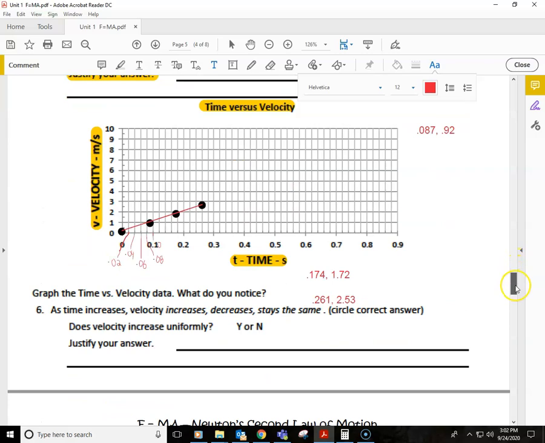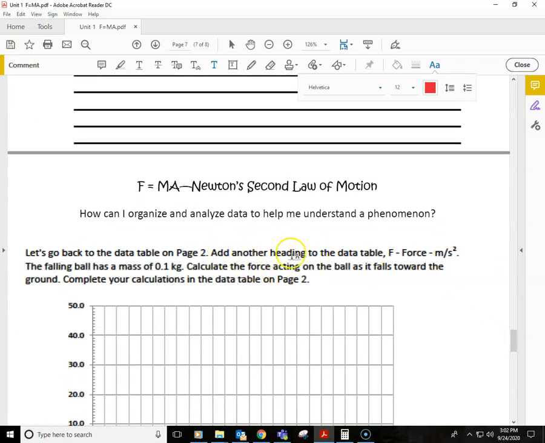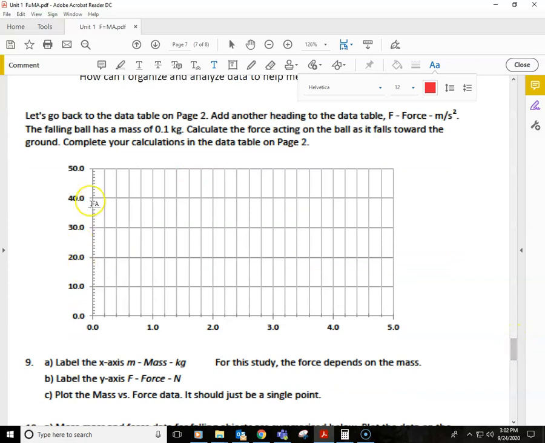Let's go back, look at the instructions. Add another heading to the data table. Force equals just force. The falling ball has a mass. Oh, look at that. It gave us the mass. It's 0.1 kilograms. Calculate the force on the ball as it falls. Complete your calculations. And then guess what you're going to do? Yep, you're going to make a graph.